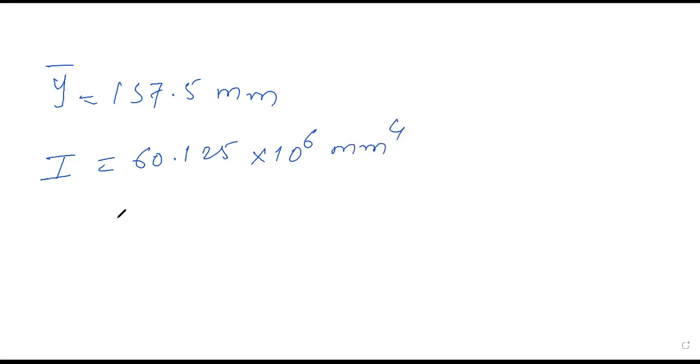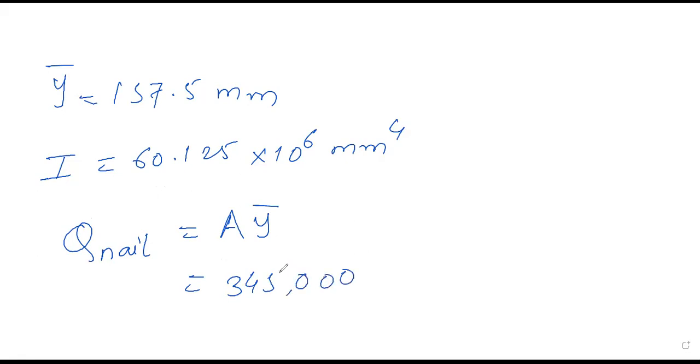Then, as we discussed, that is for flange only. So Q nil, that is for flange, is equal to A y bar. So it will be 345,000 mm cube.